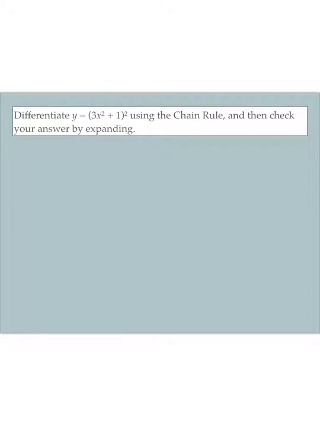So differentiate (3x squared plus 1) to the power of 2 by the chain rule, and check your answer by expanding. So here I would do the derivative of the outside first. So what would I have first in my derivative?